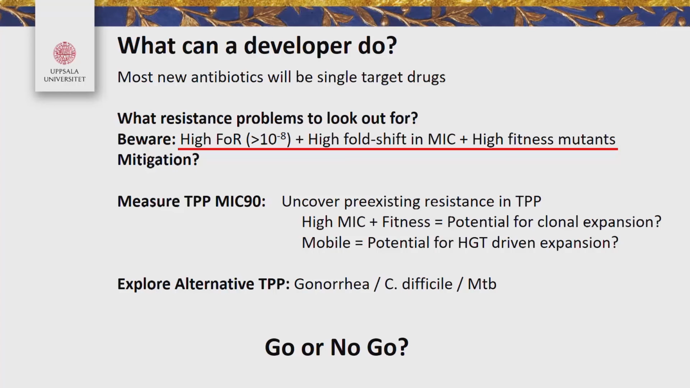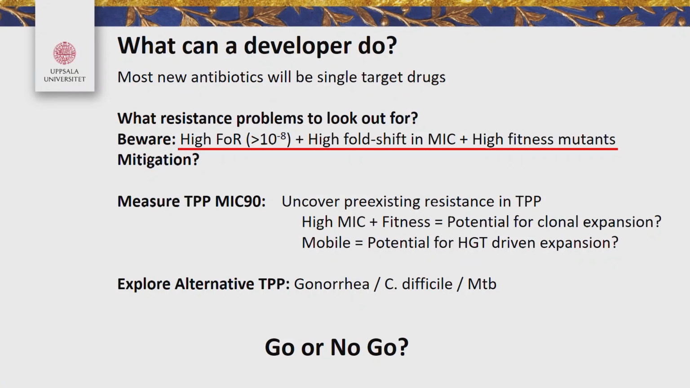What can you do to mitigate that? It's a little bit trivial, but you can improve the potency of your compound, which can overcome some of these problems if you can just get past the high level of resistance that it confers. So make your compounds as potent as you can is sound advice. Measure the TPP MIC90. Look at the organisms that you're intending to target, look at broad panels, and see what's out there. If it turns out that your compound has a very narrow distribution of MICs against your TPP, that's great. But then if you find that there are some resistant mutants out there, it would be good to try and figure out what they are.